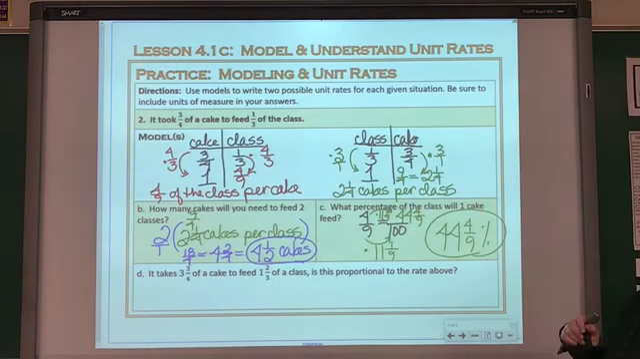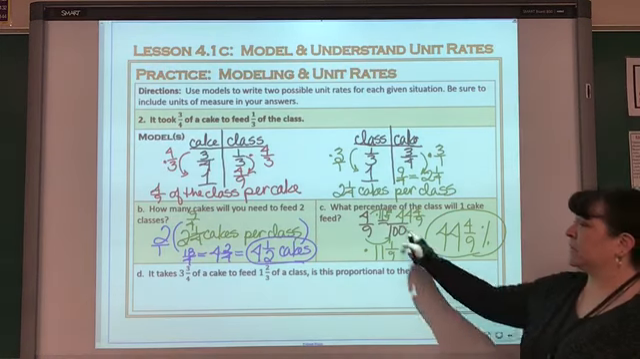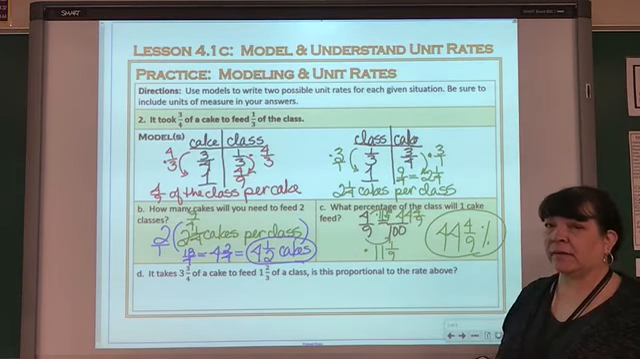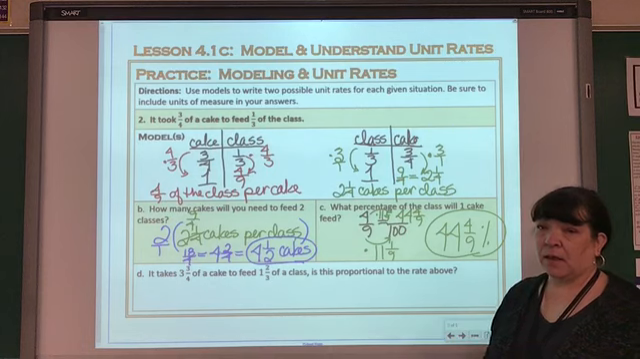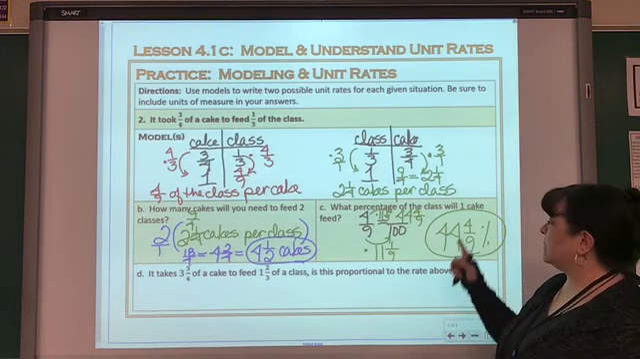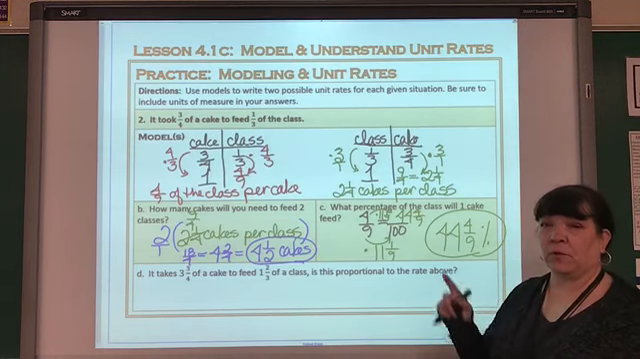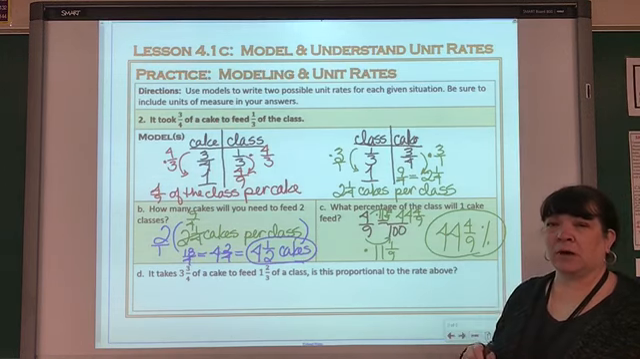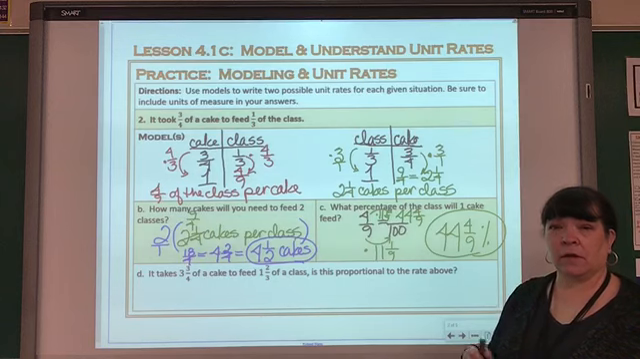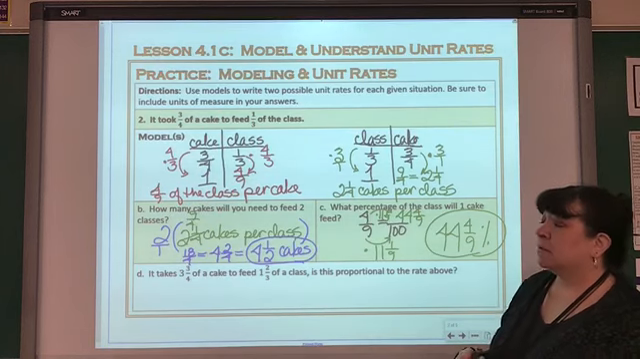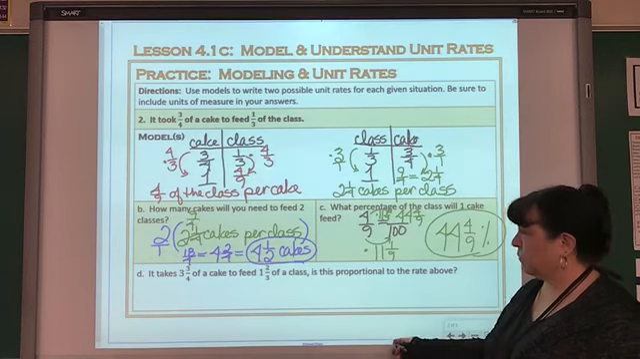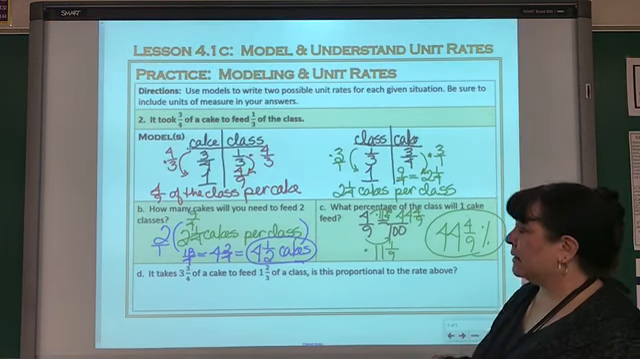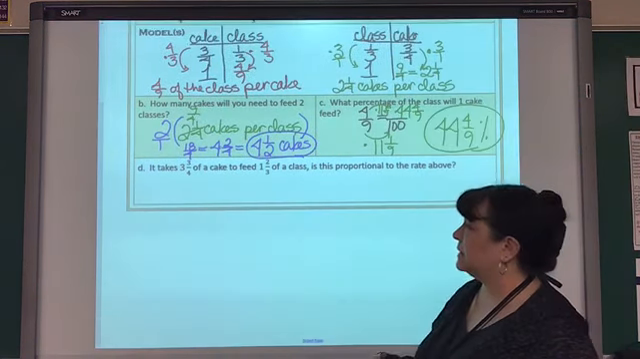Now, if you do this with a calculator, the only problem is you end up with a repeating decimal. That's okay though, because a repeating decimal here would be 44.44444444, which would round off to 44.4. Still equivalent ratio.